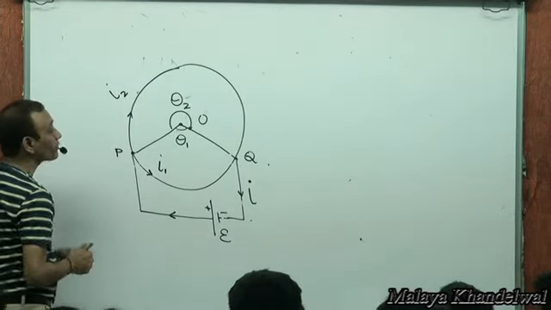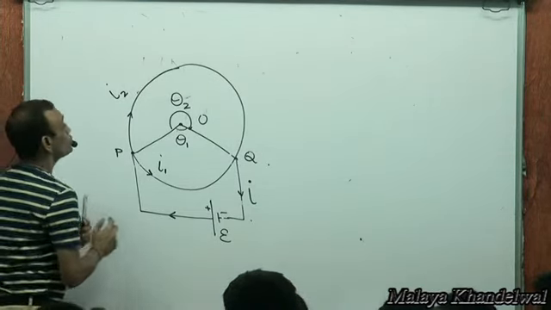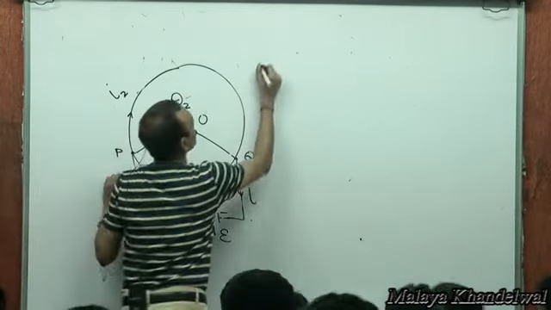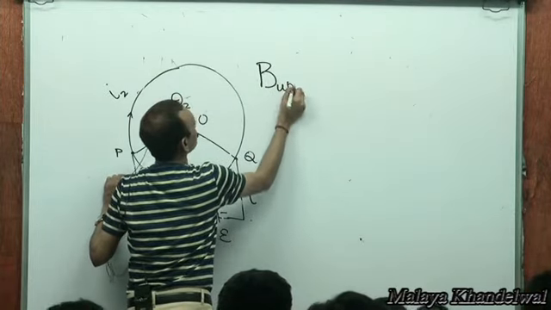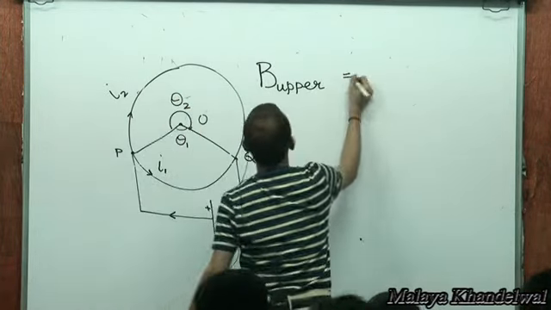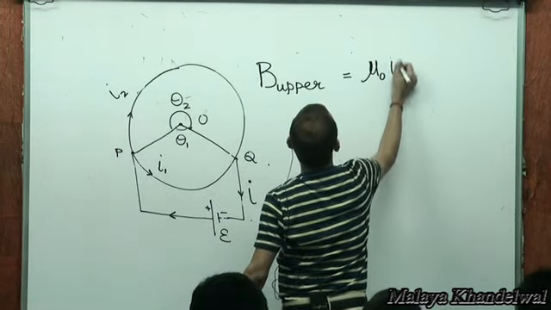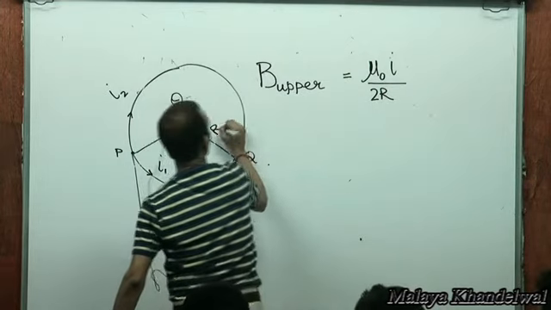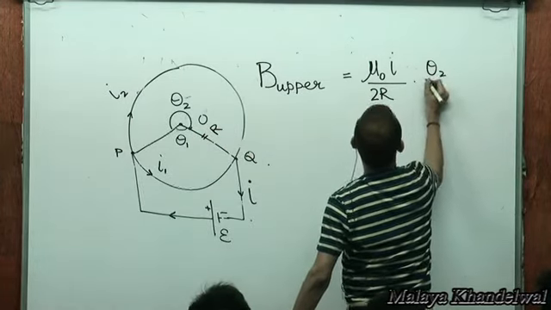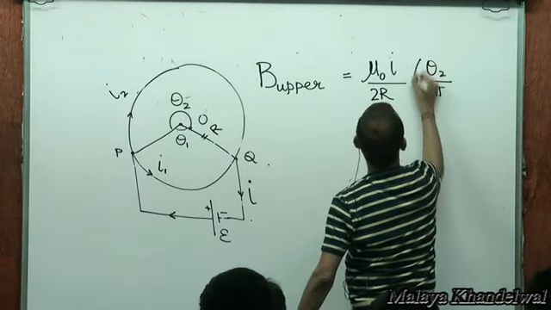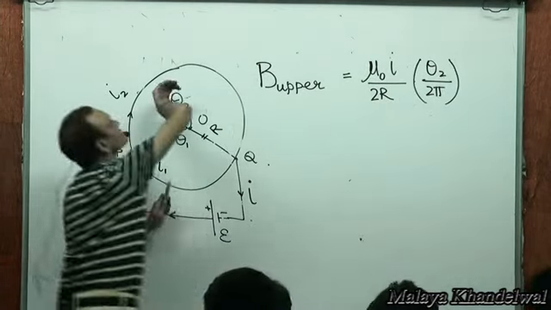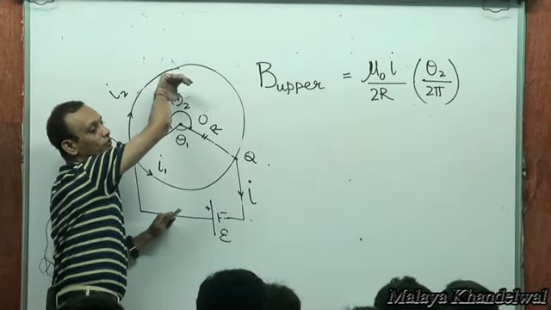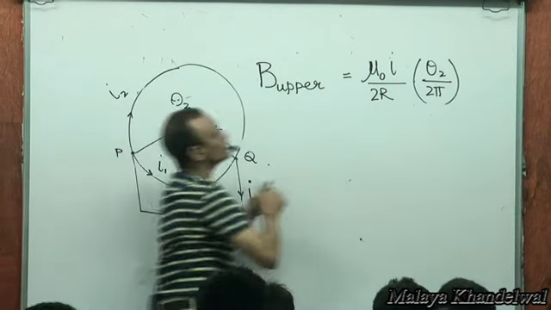Now, notice that the magnetic field produced by the upper arc is going to be what? B, because of the upper arc, is of magnitude mu naught I2 divided by 2r, r being the radius of this circle, into theta 2 divided by 2 pi. And do you realize this is going to be into the plane of the board? See, curl your fingers this way along I2, the thumb points into the plane of the board. So this is going to be into.